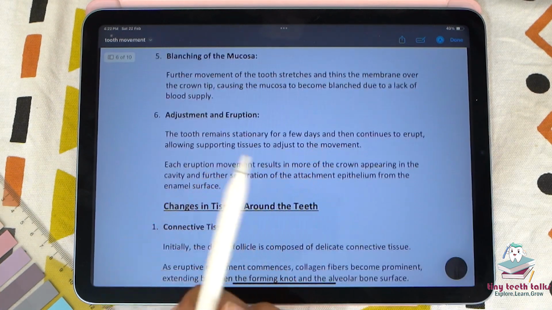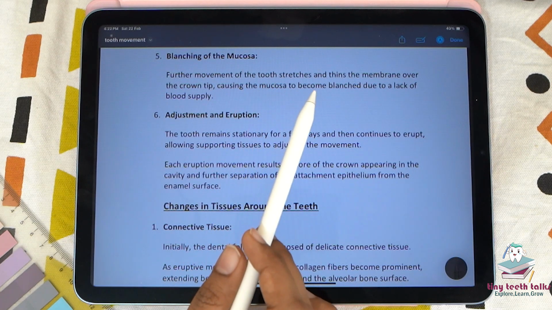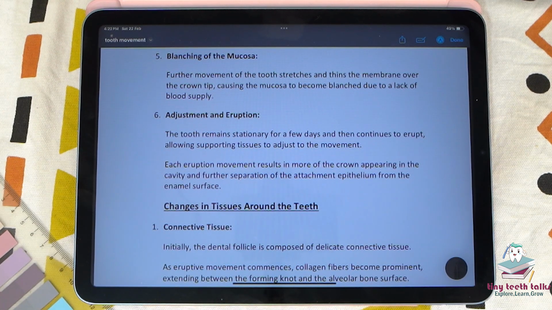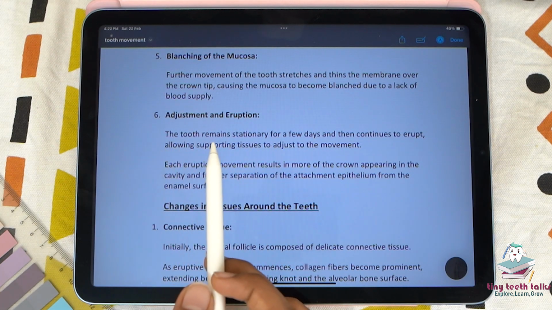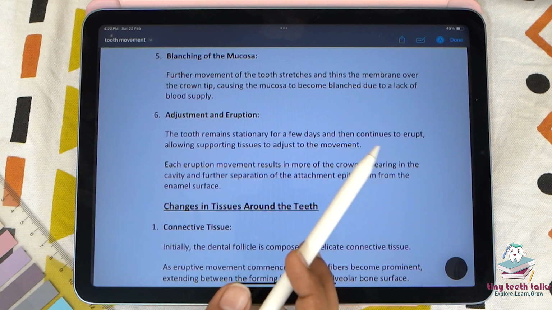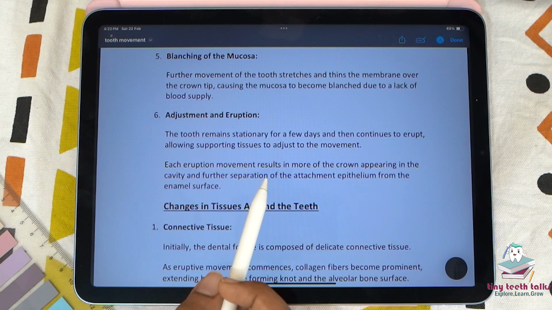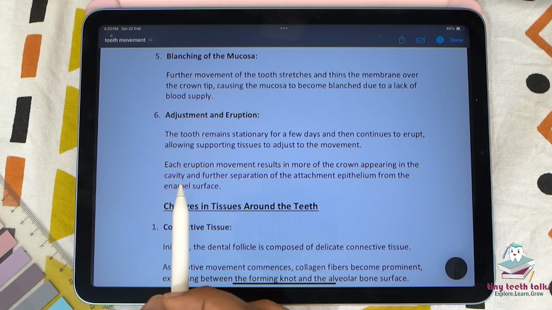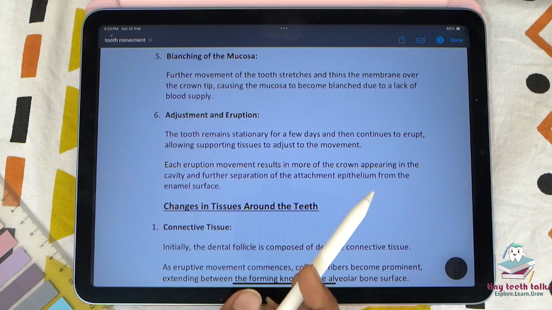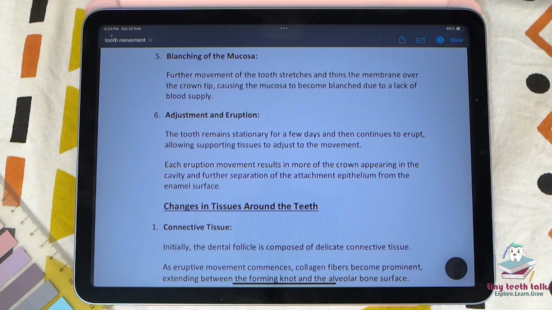Then blanching of the mucosa. Further movement of the tooth stretches and thins the membrane over the crown tip, causing the mucosa to become blanched due to the lack of blood supply. Adjustment and eruption. The tooth remains stationary for a few days and then continues to erupt, allowing supporting tissue to adjust to the movement. Each eruption movement results in more of the crown appearing in the cavity and further separation of the attachment epithelium from the enamel surface. As the tooth moves upward, it pushes against overlying tissue, and these movements stretch the membrane covering the crown tip of the tooth.